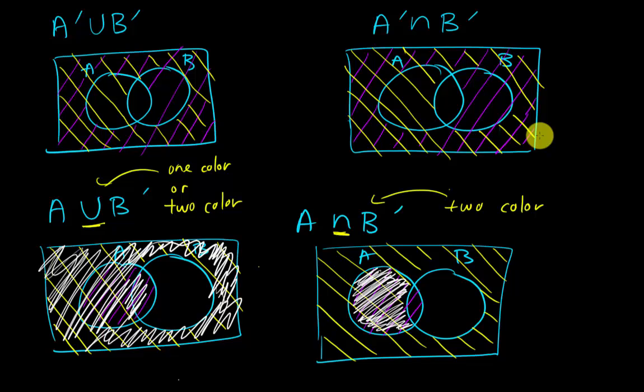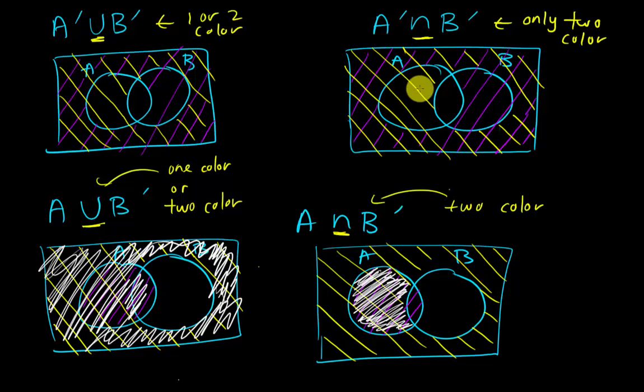Okay, now the only difference between union and intersect is that with union you can get one or two colors included. So one or two colors means it's everything except the middle part only. That means it's everything, so whatever I shaded here is the answer. However, if this is intersect, that means only two colors.